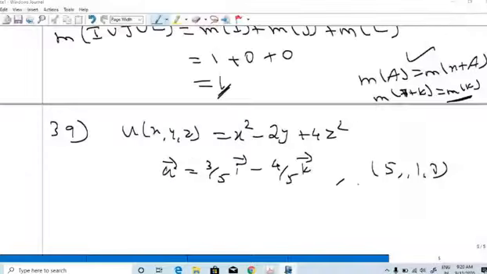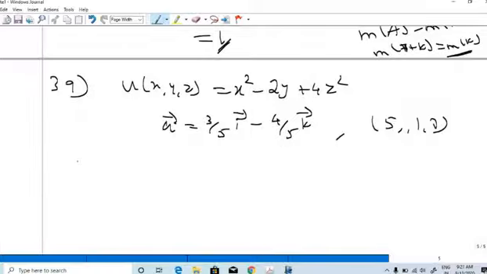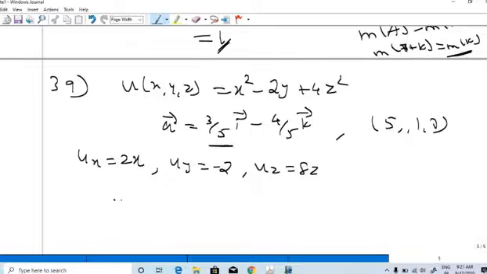Now you have to find u_x. What is u_x? The partial derivative with respect to x is 2x. So u_y is nothing but minus 2, and u_z is equal to 8z. Now you have to take the dot product with this direction. So u_x, that is 2x, times the coefficient of i, 3/5. The coefficient of j, there is no j, therefore u_y times 0, because there is no j vector, plus 8z times minus 4/5.